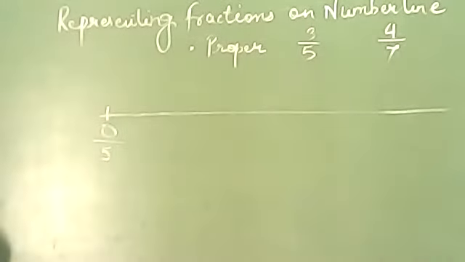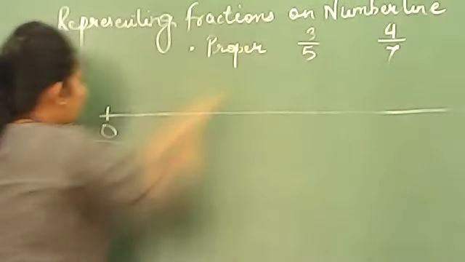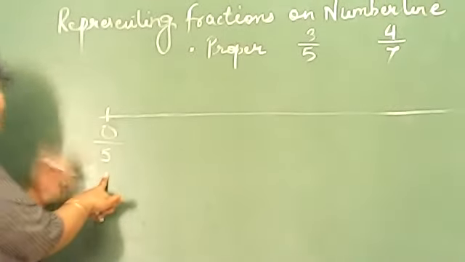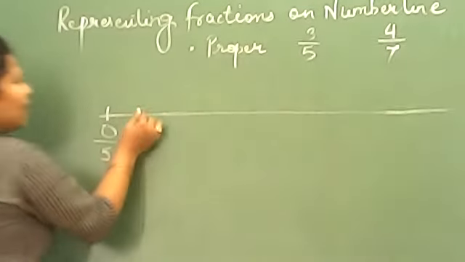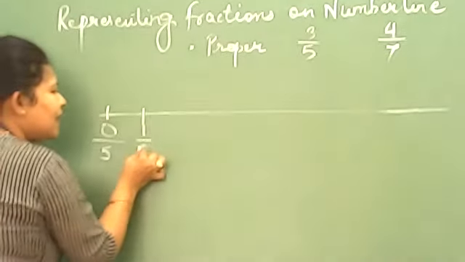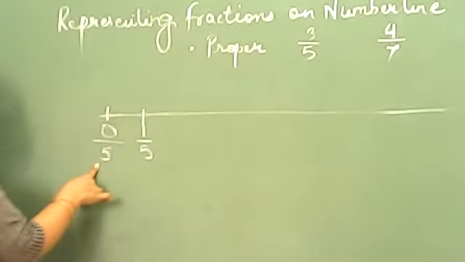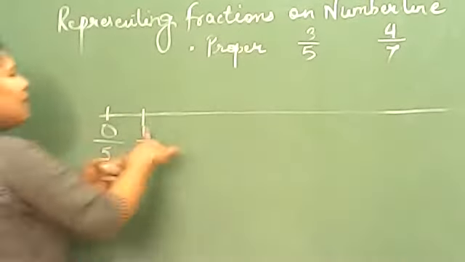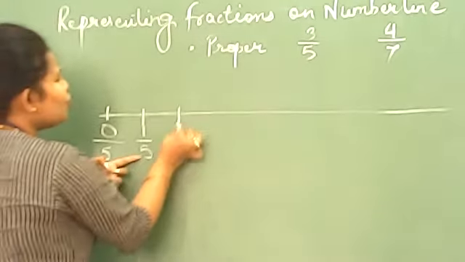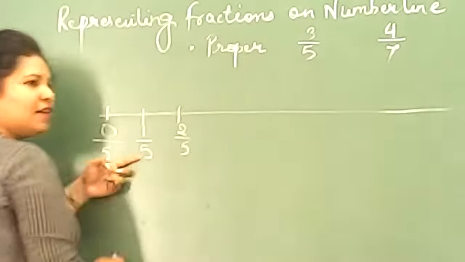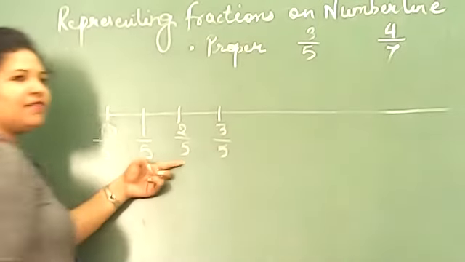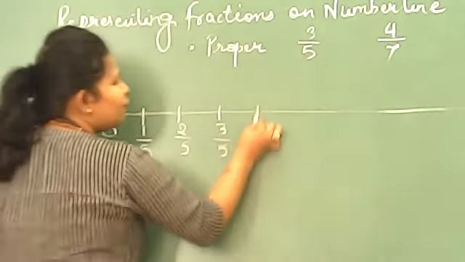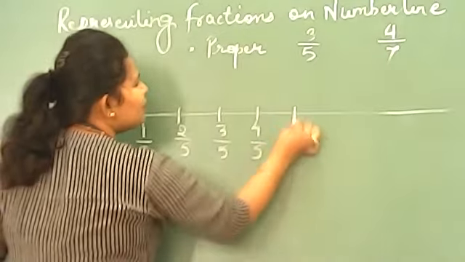Why are we writing 0 by 5? Because we have base as 5. Now after 0, what number comes? 1. So we will have here 1 by 5, 1 along with the base 5. Now after 1, which number comes? 2. So we will have 2 by 5. Which is the next number? 3. So we will have 3 by 5. What is the next number? 4 by 5.